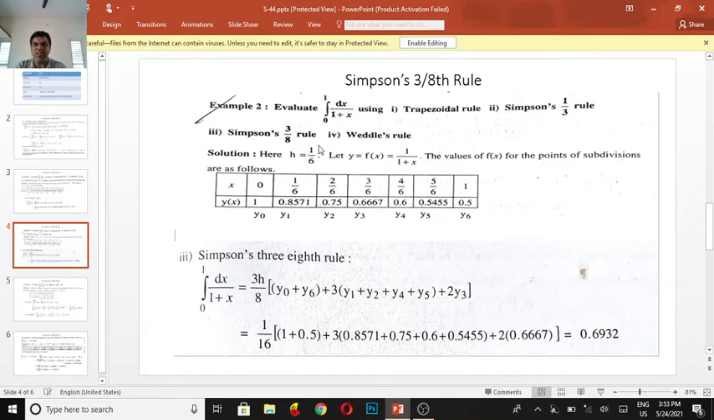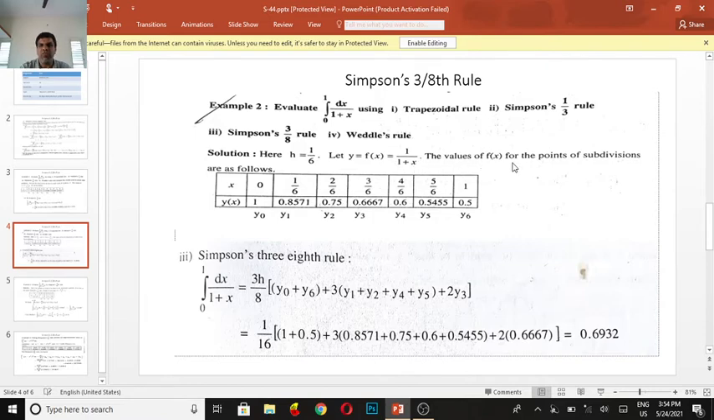So we take the interval to be equal, dividing into 6 parts. 0 to 1 is given, divide by 6, so x is 0, 1 by 6, 2 by 6, 3 by 6, 4 by 6, 5 by 6 and 6 by 6. Dividing this interval into 6 equal parts, we get h equal to 1 by 6. Let y equal to f of x, which is 1 by 1 plus x.